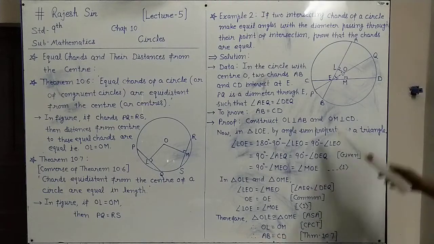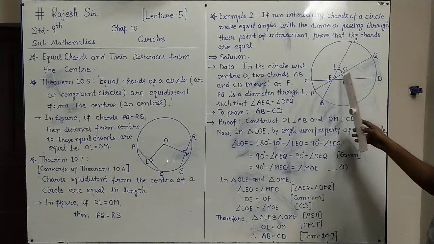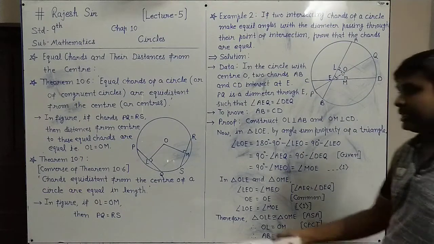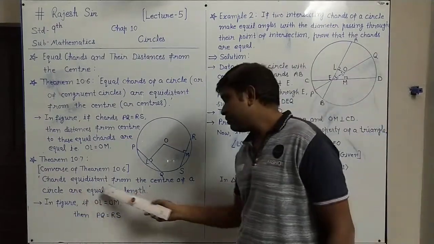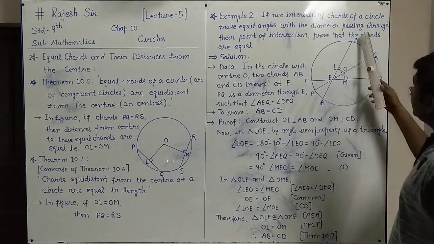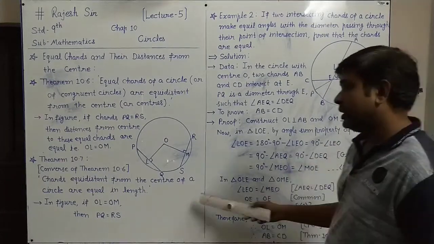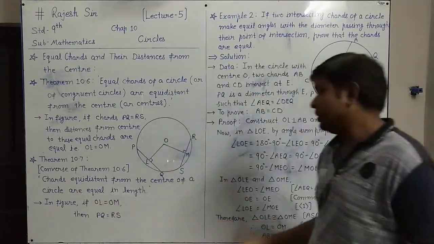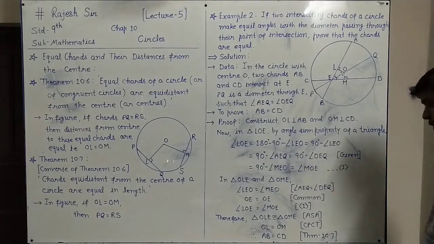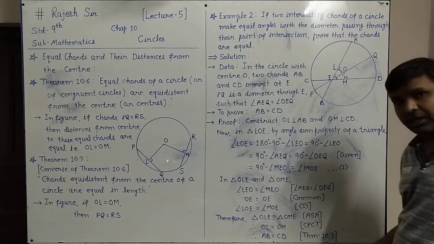What does this represent? OL is the distance from the center to this chord, and OM is the distance from the center to this chord, and the two chords are at equal distances. So by theorem 10.7, we know that chords at equal distance from the center are equal. So since OL and OM are equal, that means the two chords AB and CD are at equal distance from the center. So the chords will be equal. So the chords AB and CD will be equal by theorem 10.7, and that is what we wanted to prove, that the chords are equal. So we have shown that the chords are equal.